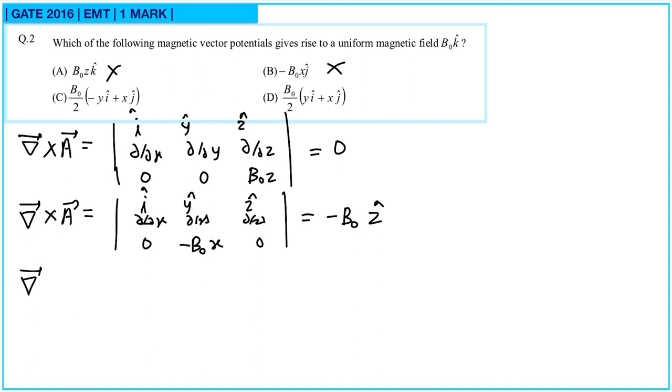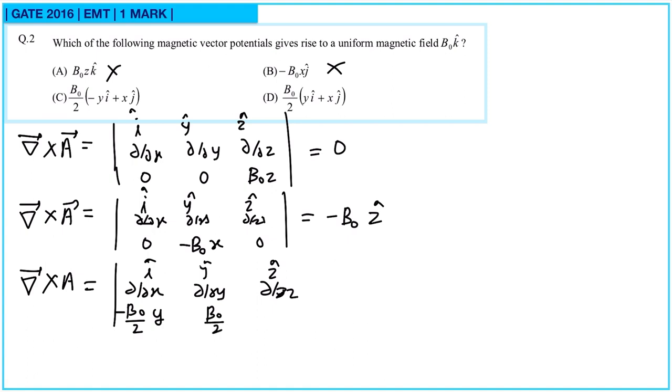Now for C, del cross of A will be equal to I cap, y cap, z cap, dou by dou x, dou by dou y, dou by dou z. For I cap we have B naught by 2 into minus of y, and this will be B naught by 2 x and 0. This will be equal to z cap times B naught by 2 minus of this, so plus B naught by 2 into z cap, so that is B naught z cap. So option C is correct.